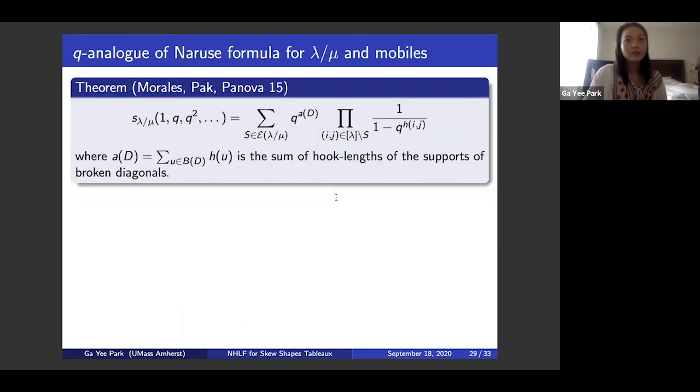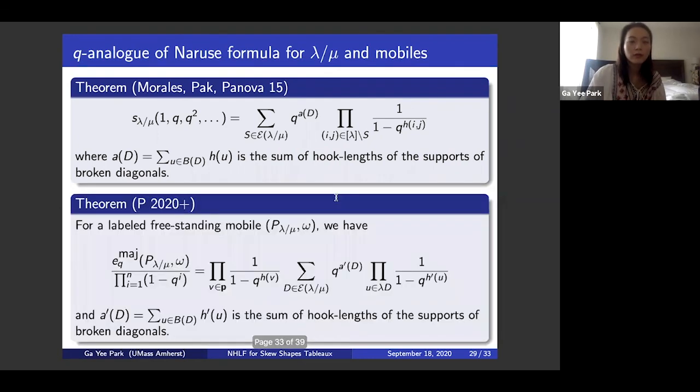And there's a q-analogue Naruse hook length formula for skew Schur functions, which is also summed over excited diagrams, and also one for the labeled poset. And you can see there are a lot of relations here. A of D is a broken diagonal, which I will not be defining for this talk, but the equivalent of that object in a mobile poset counts now all the complete posets as well. You can see the relevance in the mobile poset as well.